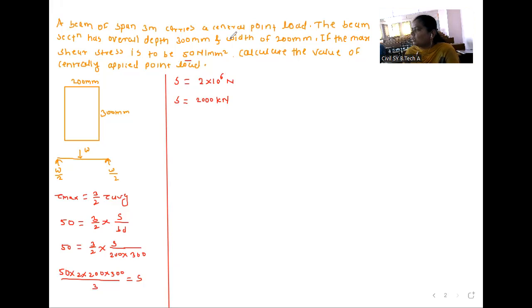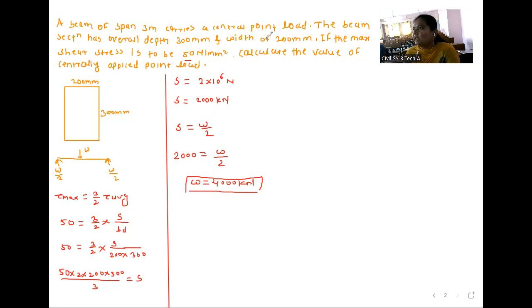But in this question, is shear force asked? No. We have to find out the value of W. So shear force is nothing but W by 2, the reaction at A. So shear force is 2000, which is equal to W divided by 4. So W is equal to 4000 kilonewton. So likewise, examples will be asked on this rectangular section.